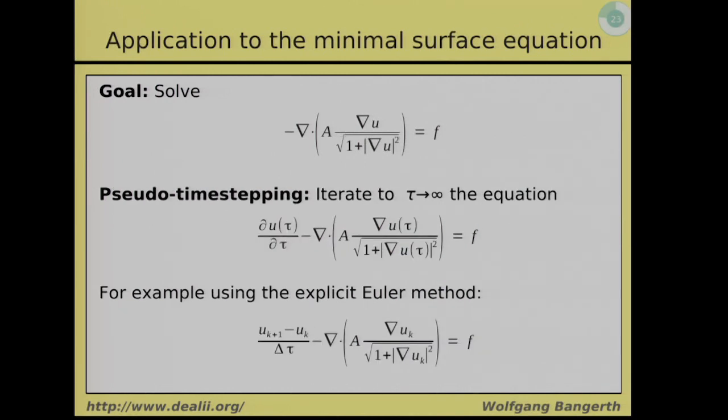Pseudo-time stepping. So the pseudo-time stepping, like I said, essentially comes out of assuming that u depends on some pseudo-time parameter tau. We're going to add some time derivative here, and we're going to just compute it in the limit tau going to infinity. So if I applied the explicit Euler method to this sort of equation, what I would get is (uk plus 1 minus uk) divided by delta t, and explicit means that I'm going to put uk here and here.